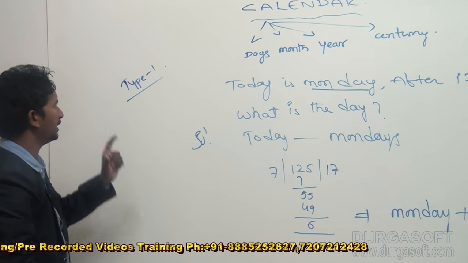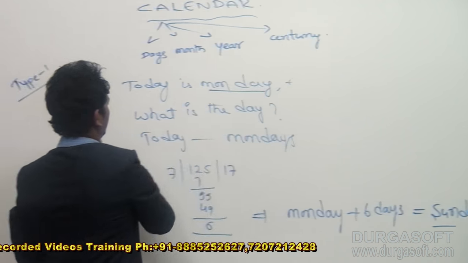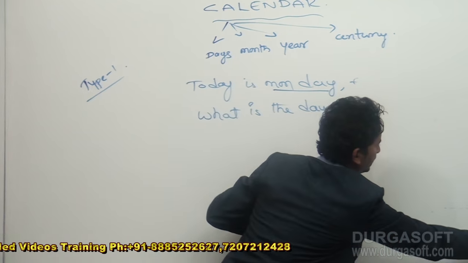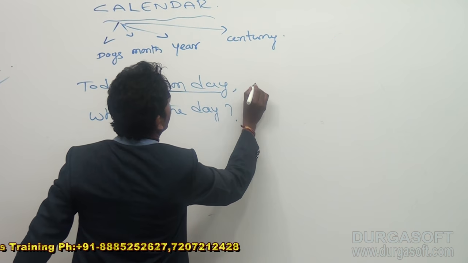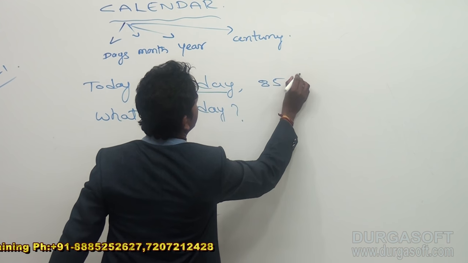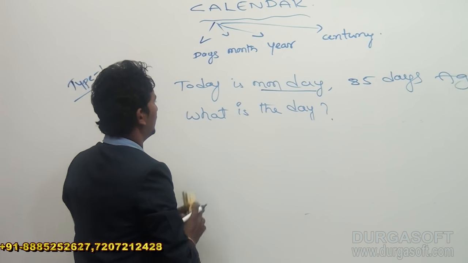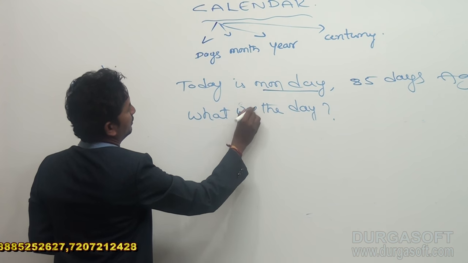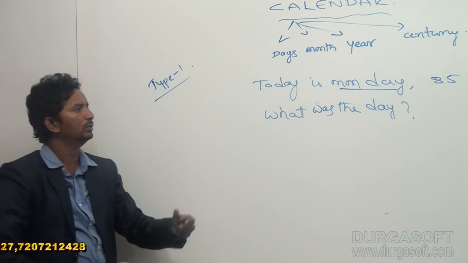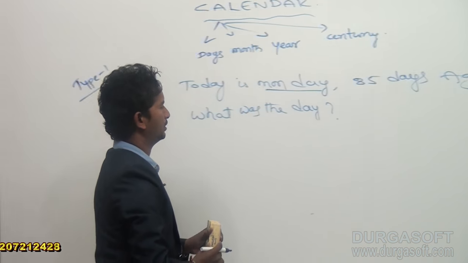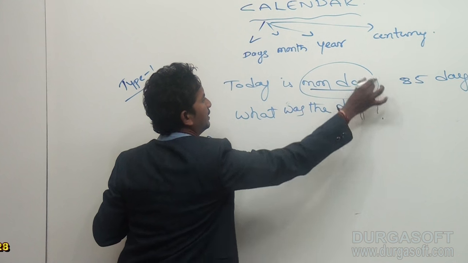Suppose in the same example I am taking the type 1 method. Now here again today is Monday. Today is Monday, so 85 days ago, what was the day? What was the day? So today is Monday, 85 days ago, what was the day? So here again take, suppose the same, today is given as Monday.